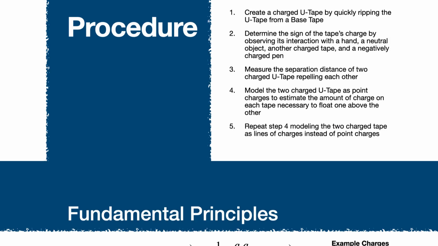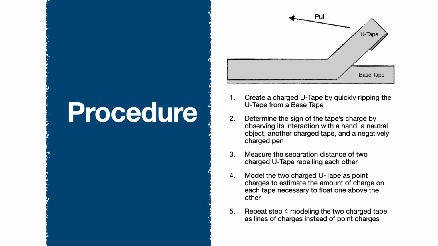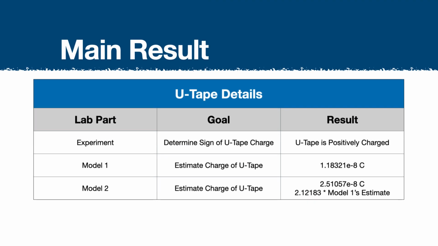To complete this lab, I will create U-tapes, determine the sign of the U-tape's charge by observing its interactions with 4 different objects, measure the separation distance between 2 U-tapes repelling each other, and then estimate the charge of the U-tapes by modeling the 2 repelling U-tapes as 2 point charges and then as 2 line charges. The main result of this lab is that the U-tape was determined to be positively charged in the experiment with a charge of 1.18321 times 10 to the negative 8 coulombs in Model 1 and a charge of 2.51057 times 10 to the negative 8 coulombs in Model 2, which is 2.12183 times Model 1's estimate.